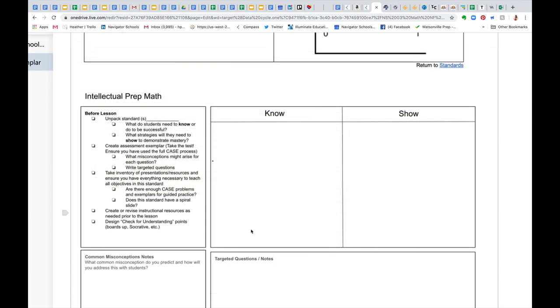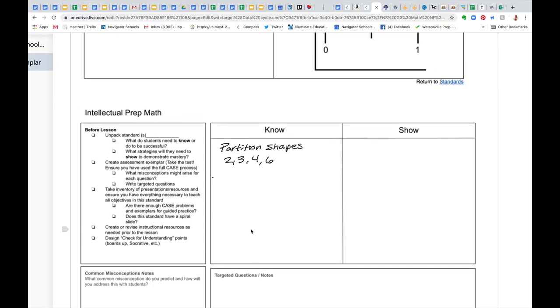Let's take some notes here. They're going to have to know how to partition shapes, specifically with denominators 2, 3, 4, and 6. That ensures that I keep my rigor on par with the Common Core when I'm teaching this standard. All right, what else do I need to know here? I'm going to scroll back up.